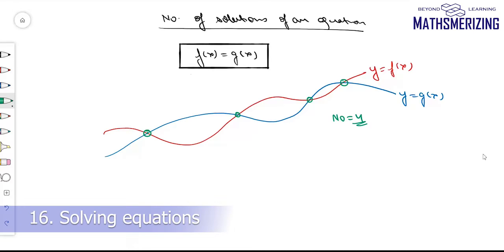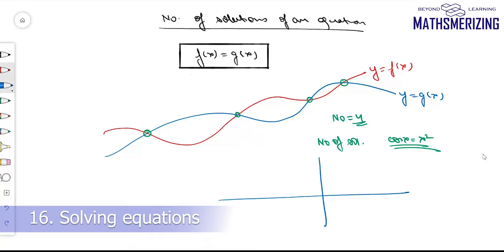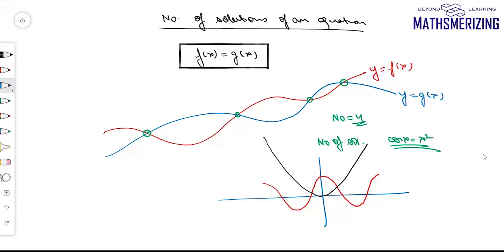So if we have to find the number of solutions of any equation, then we can simply draw the two graphs and find their points of intersection. Say for example, cos x equals x square. If I draw the graph of cos x, and the graph of x square, these two graphs have 2 points of intersection. So the number of solutions of this equation will be 2.